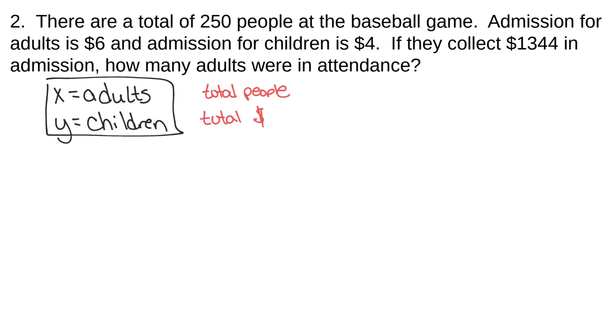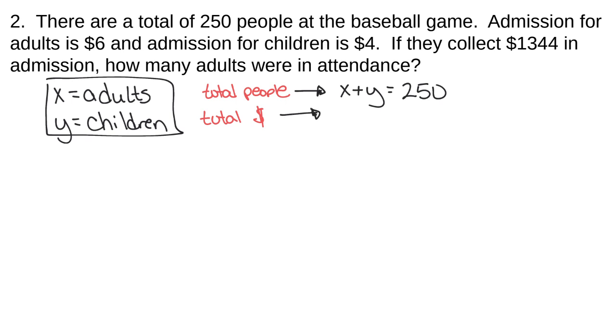So let's start with people. There are 250 people at this baseball game. Some of them are adults and some of them are kids. So if you add the adults and the kids together, we know we have to get 250 total people. So that's your total people equation.